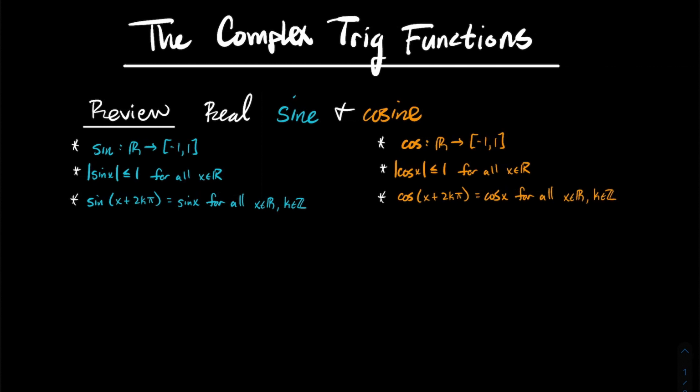I know that sine and cosine are both periodic, and so sine of x plus 2kπ is the same thing as just sine of x, and cosine of x plus 2kπ is the same thing as cosine of x, and that works for all real numbers x and all integers k. I know that the x-intercepts of sine happen at integer multiples of π. And I know that the x-intercepts of cosine happen at odd integer multiples of π/2.